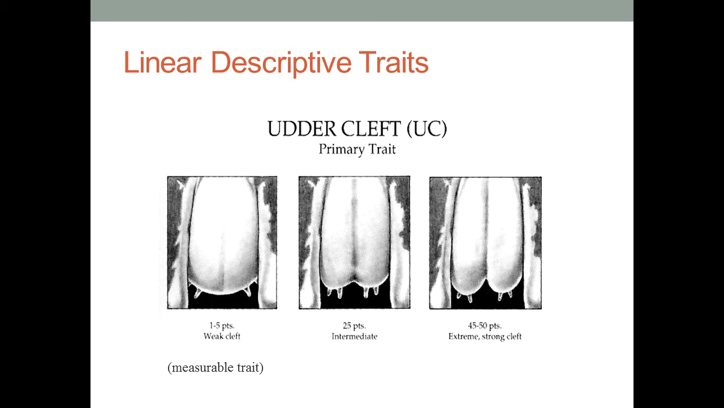Really strong cleft, with a measurement of 2.5 inches from the udder floor between the rear teats to the top of the crease. So if there's 2.5 inches there, that's a score of 45. An intermediate would be 1.25 inches from the top of the crease to the base of the udder at the base of the rear teats. And on the other end of the spectrum, if there's no crease at all, the score is 5, moving down to 1, as indicated in the picture above.